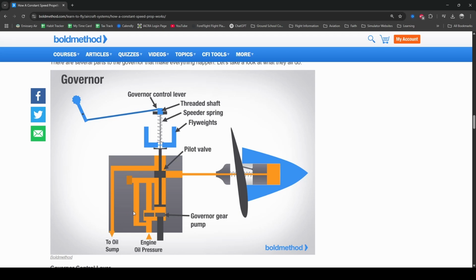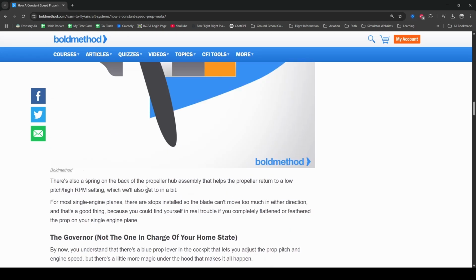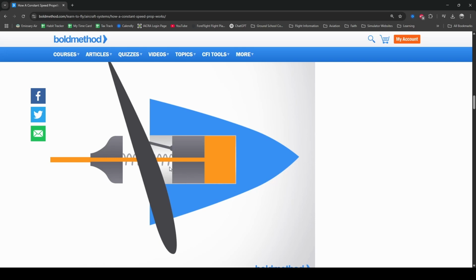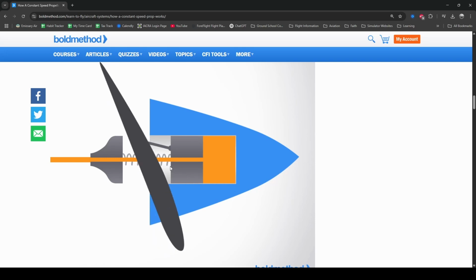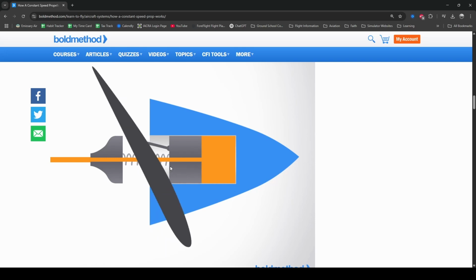Looking at the prop hub, we can see a piston that has a spring connected to it. The propeller is linked to the piston. The spring forces the piston forward, which forces the propeller blade into a low pitch at all times.